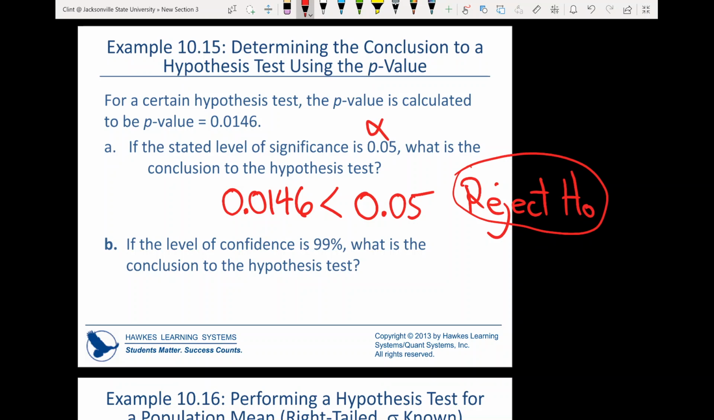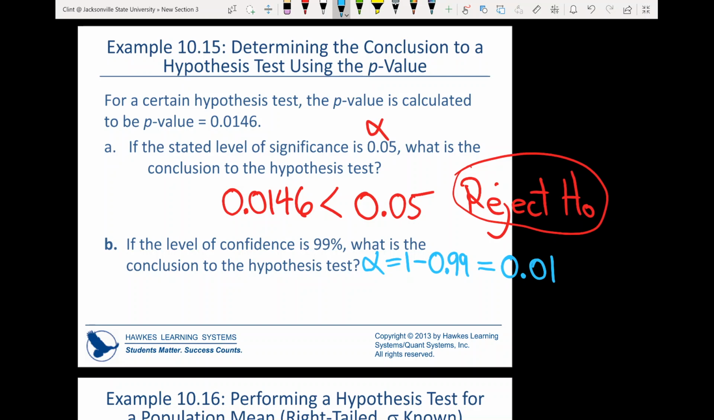Okay, what about this other one? It's giving us a little bit of a curve. It's not giving us significance, it's giving us confidence. Okay, so it says if the confidence level is 99%, what would the conclusion be here? We're using the same p-value, but it gives us confidence instead of significance. Now remember, confidence is the area in the middle of the curve. Significance is the area in the tails. So to figure out our alpha, we do 1 minus the confidence, 0.99. So our alpha here is 0.01.